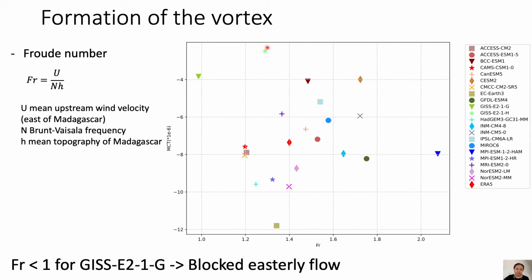the Froude number for one of them, which is GISS 1H, is not completely different compared to the other models. However, for GISS 2-1G, the Froude number is less than 1, suggesting that the flow is actually blocked in that model. Now, if I remove these two models and look at the correlation between the Froude number and the MCT intensity, there is a correlation of 0.46 between the two variables.